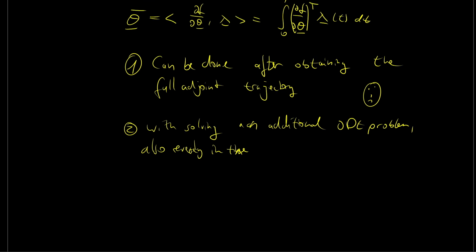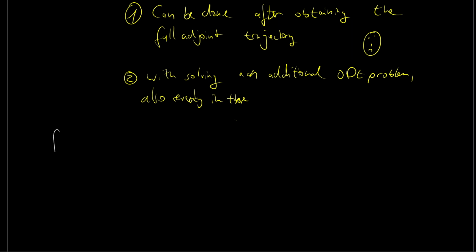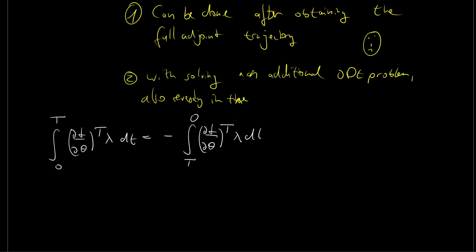So let us look at the integral, and we will see that the integral from 0 to T of (df by d theta)^T times lambda dt can also be written as minus the integral from capital T to 0. So we change the limits of integration of the same integrand, df by d theta transpose lambda dt. Okay, let's have that. And let's add a 0 here and say this is equal to 0 minus this integral from T to 0 of (df by d theta)^T lambda.